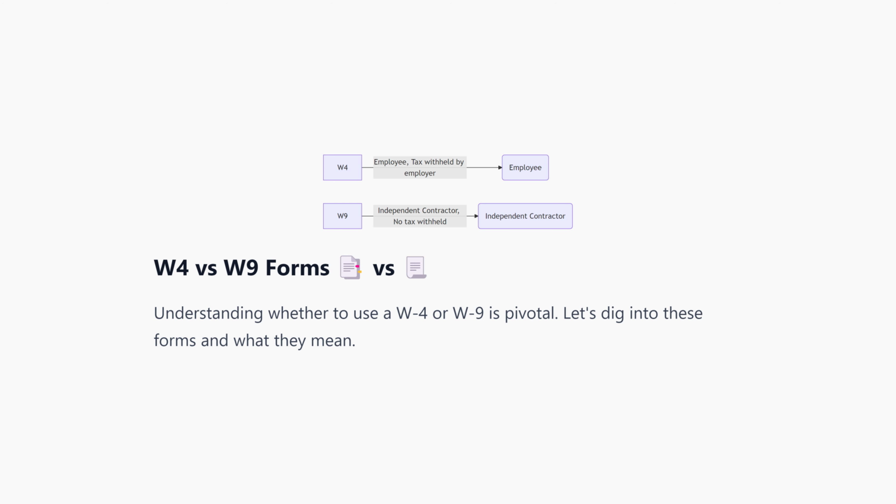The W-4 form, the Employee's Withholding Certificate, is used by employers to determine the amount of income tax to withhold from an employee's paycheck. This ensures that taxes are paid gradually throughout the year.